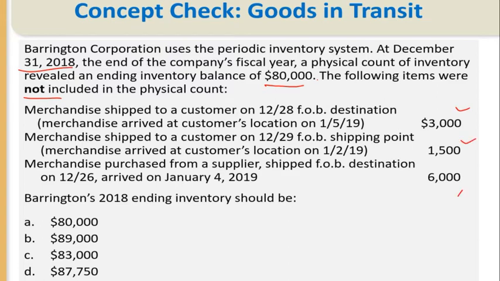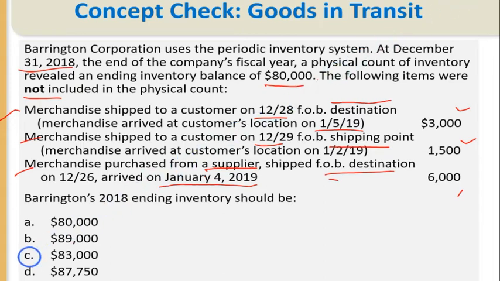So, these three. Number one, merchandise shipped to a customer on 12/28. The term was free on board destination, and the merchandise arrived at the customer's location on the 1st of January 19. The second one, in this case Barrington is also the seller. They shipped the merchandise on 12/29 at the shipping point, and the customer received it on the 2nd of January. And the third one, merchandise purchased from a supplier. In this case, Barrington is the buyer, the term is free on board destination, and Barrington received the goods on January 4.